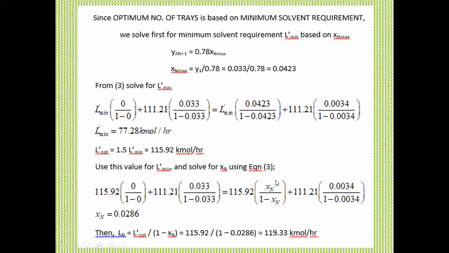The actual X sub n based on optimum condition already, wherein you're using 115.92 kilomole per hour of your solvent. So in this case, now you were able to determine the X sub n, which is 0.0286. This X sub n is based on optimum condition already, while this one is based on minimum solvent requirement. This one is based on optimum solvent usage.